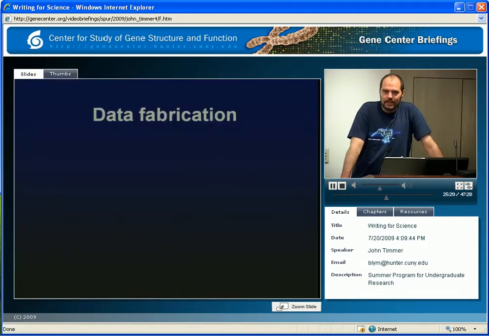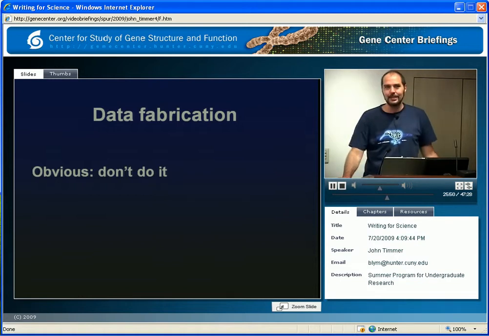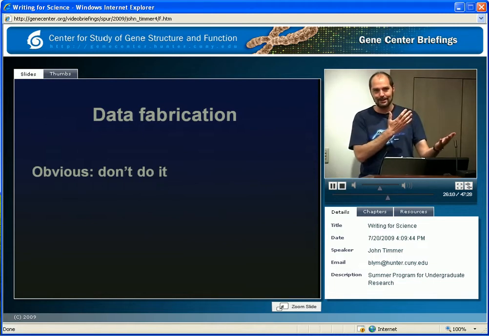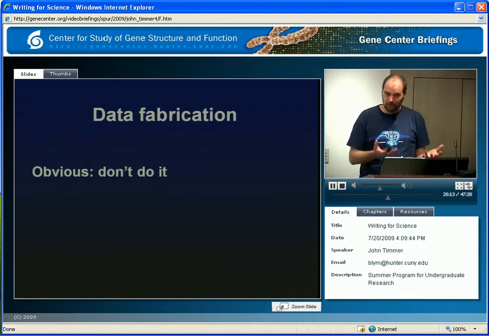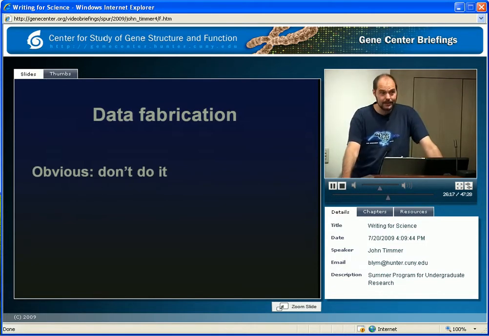Data fabrication or manipulation. Again, this seems like a no-brainer. Don't do it, which I think is my first point, yes. So it's obvious you shouldn't be doing this. Nobody should be, certainly you shouldn't be faking data, either making it up or taking data from a different experiment and presenting it as something it's not. But there's a large gray area when you've got a gel that doesn't look quite right and you're adjusting the contrast, or immunofluorescence where for whatever reason half the slide came out at a different brightness than the other. There's lots of visual data issues.